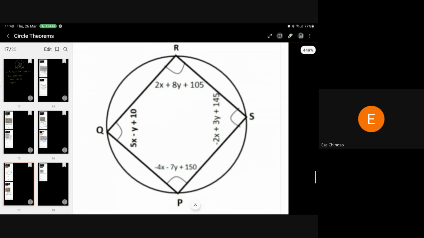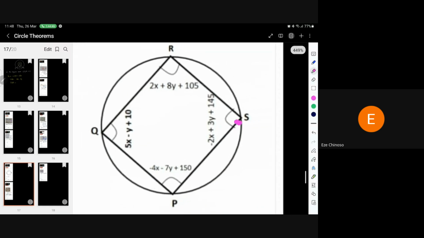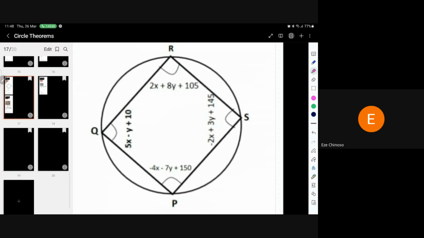Now this is the same thing. Always check if their edges are touching. All the edges are touching, so just solve them. This one plus this one will give you 180. This one plus this one will give you 180. So you now solve them simultaneously. Is that okay? This is a cyclic quadrilateral. This and this 180, this and this 180. Be careful, then solve them simultaneously.